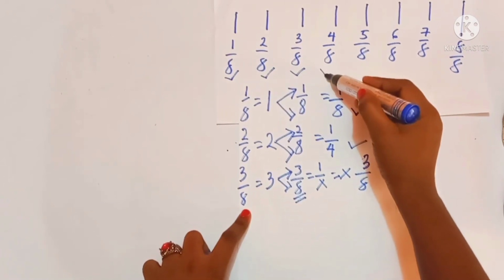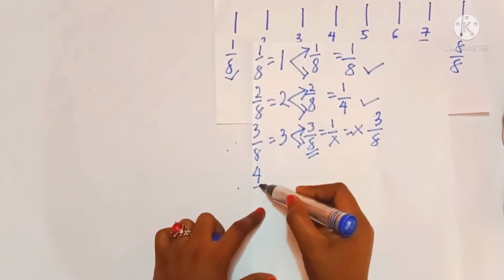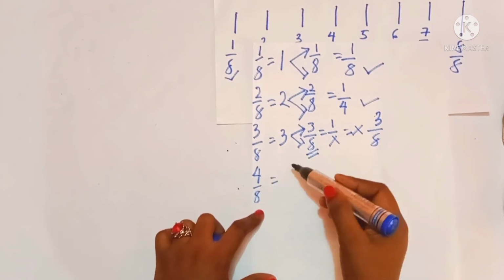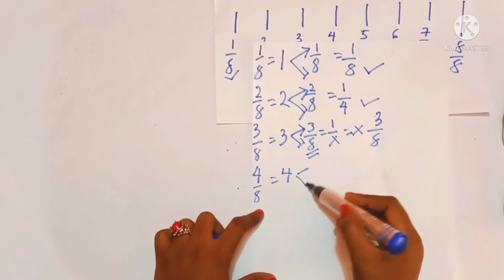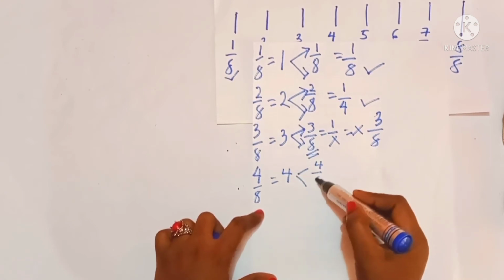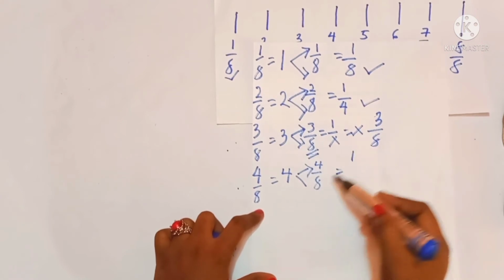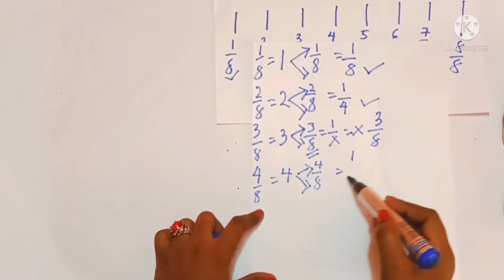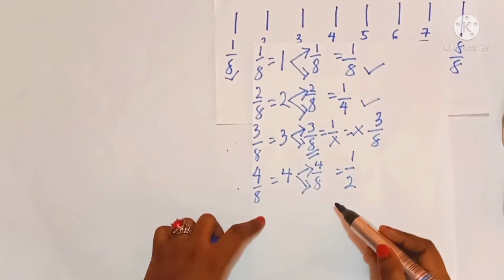Then we move to the fourth one, which is 4 over 8. The top number here is 4. 4 in 4 will give us 1. 4 in 8, this will give us 2. So we are having half here.